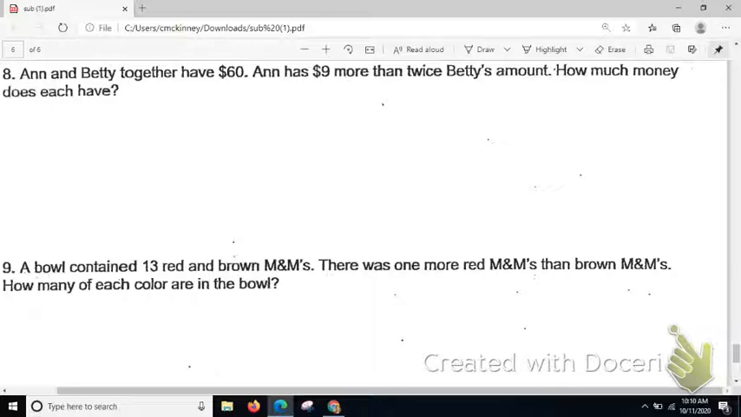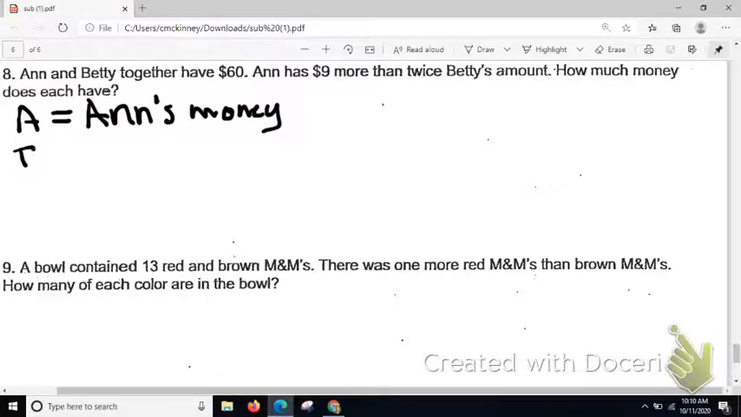So we want to know, and if you want, you could still use X and Y. I'll just venture out and use A and B. I know, I'm living large here. So if you want to stick with X and Y, you certainly can.